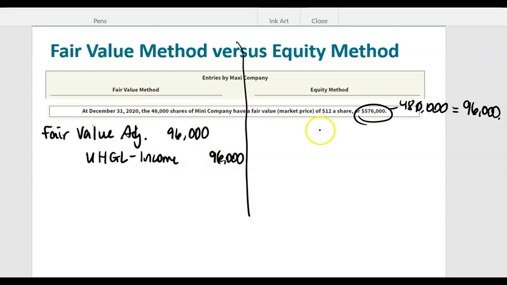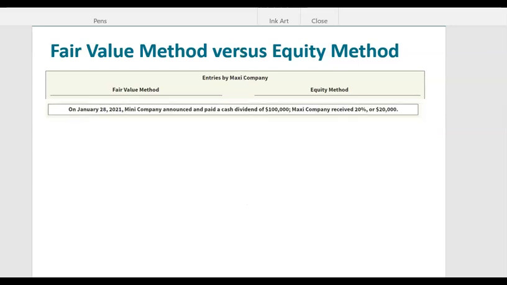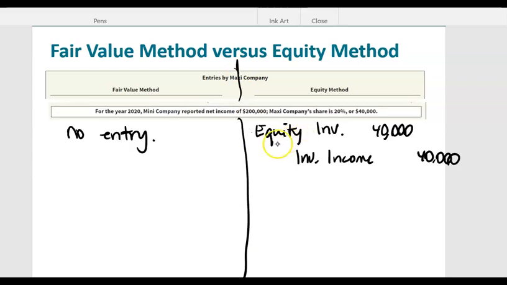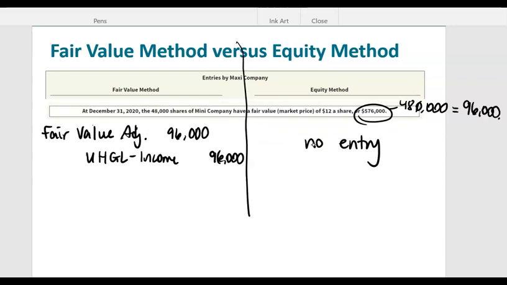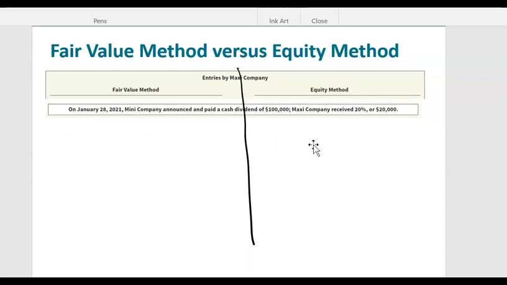What would we do under the equity method? Nothing. We would ignore it. We're ignoring those fair values. Under the equity method, what we saw in the last slide is that what we care about is the investee's net income. We have a proportion of that. Okay, moving on to the next item.